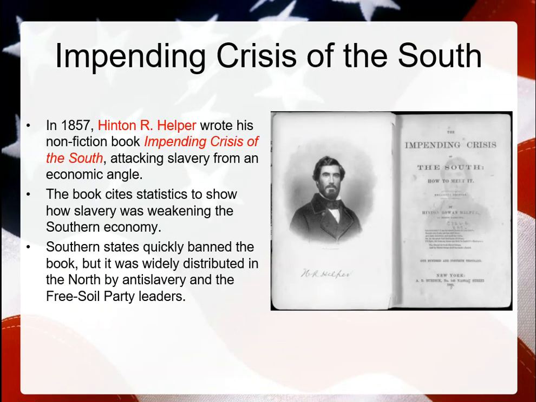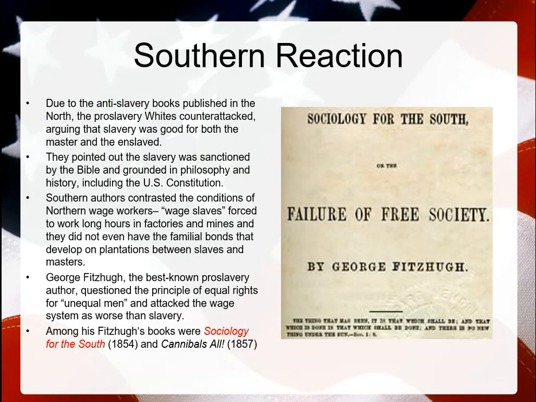All right, The Impending Crisis of the South. In 1857, Hinton R. Helper writes a nonfiction book called The Impending Crisis of the South. Here it is over here. Basically, he shows statistics of how slavery has weakened the Southern economy. Of course, Southern states are going to ban the book. They're not going to like that. And again, it's another wedge driving further between the South and the North, right?